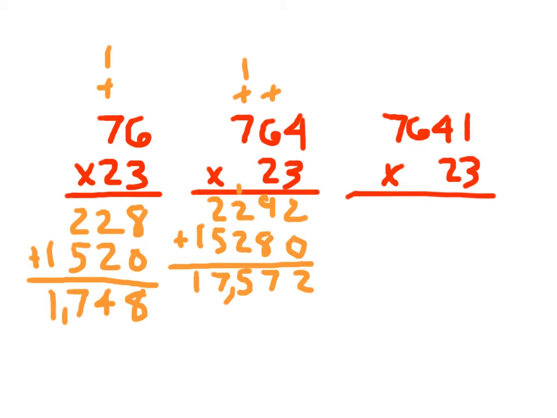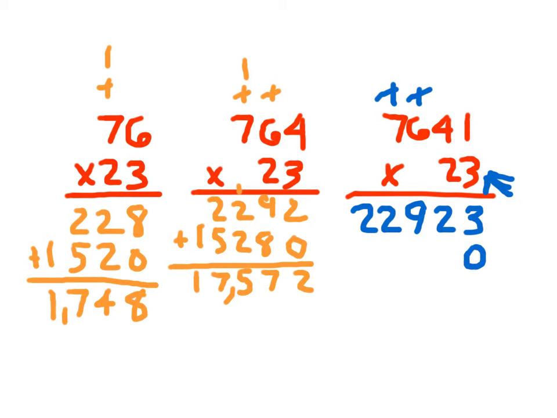Remember, 7,641 times 23, we'll start with the 3 first. So we go 3 times 1, which is 3, 3 times 4, which is 12, 2, regroup the 1, 3 times 6, which is 18, plus 1, which is 19, 9, regroup the 1, 3 times 7, which is 21, plus 1, which is 22. So now we've just figured out the product of 7,641 times 3.